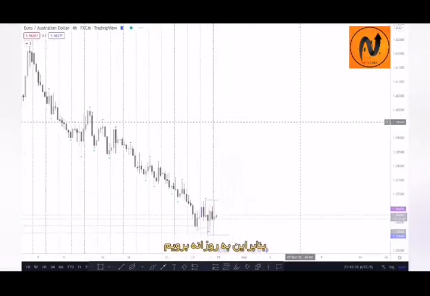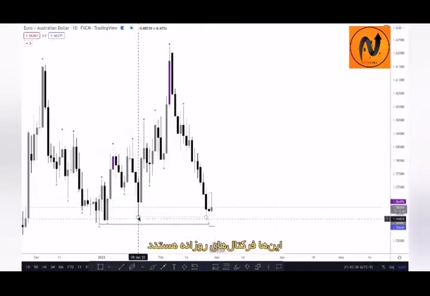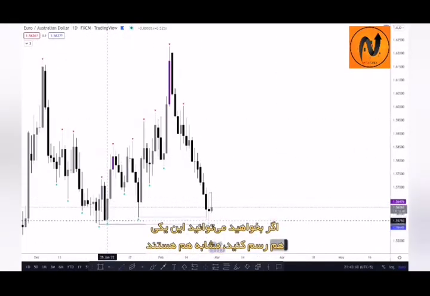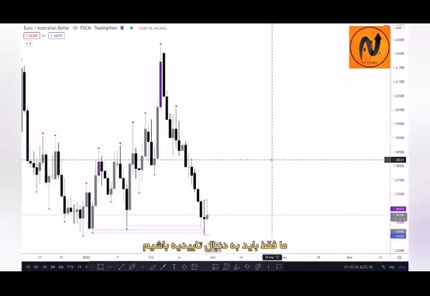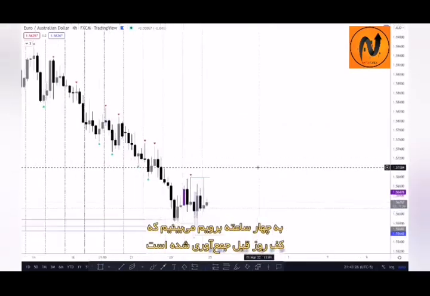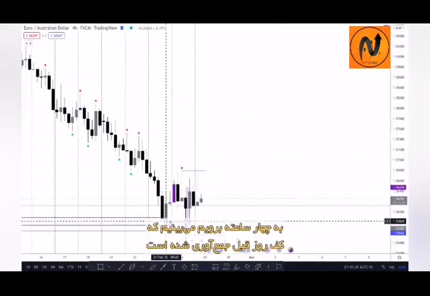So coming to the daily, here are our daily fractals. We could have drawn this one in too if we really wanted to. It's all the same, right? We have to look for that confirmation. Hop into the 4-hour, right? We swept previous day lows here.